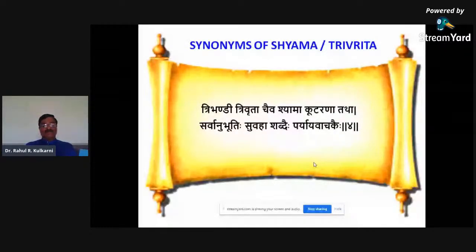Synonyms of Shama and Trivrut: Tribhandi, Trivrutta, Shama, Kutaranaha, Sarvanubhuti, Suvaha. These are the synonyms used for Shama and Trivrut in different contexts. Wherever such references are there, it has to be considered as Shama or Trivrut.